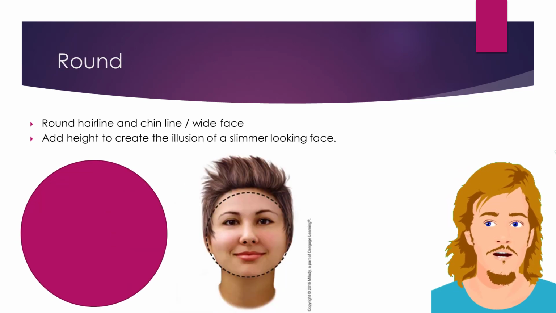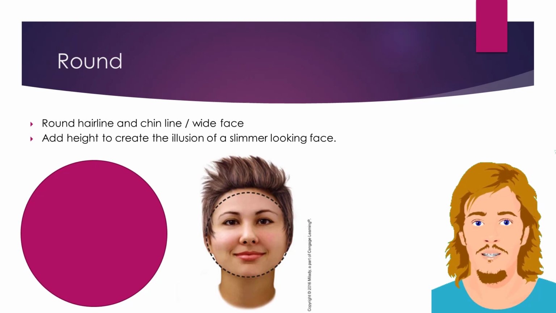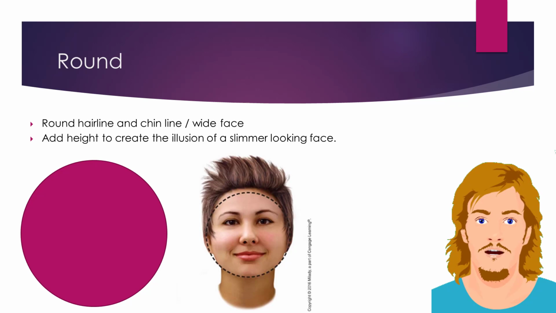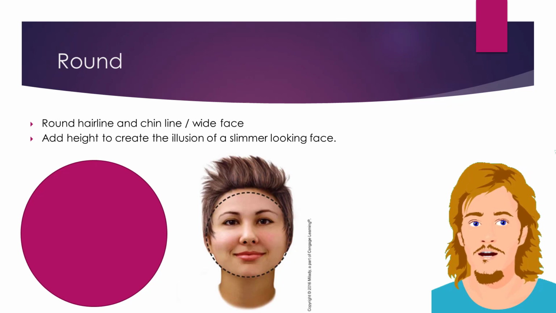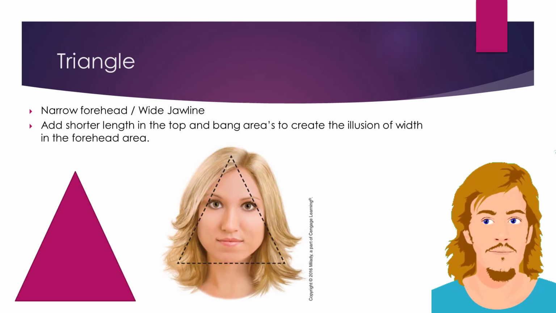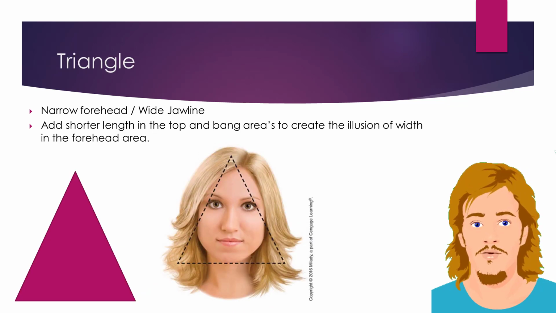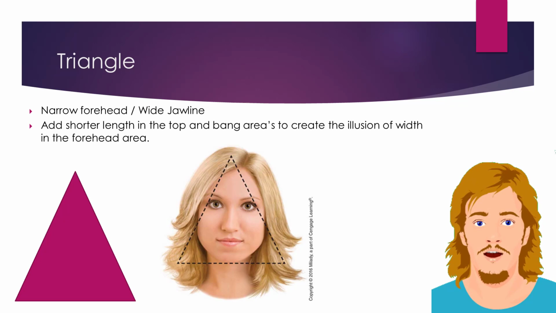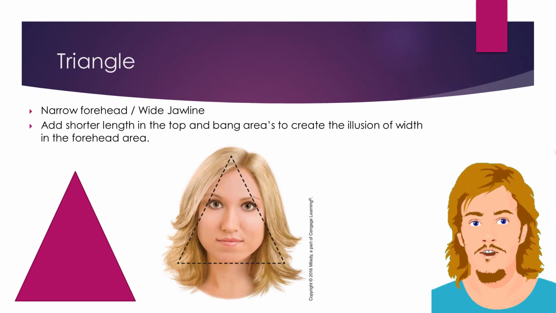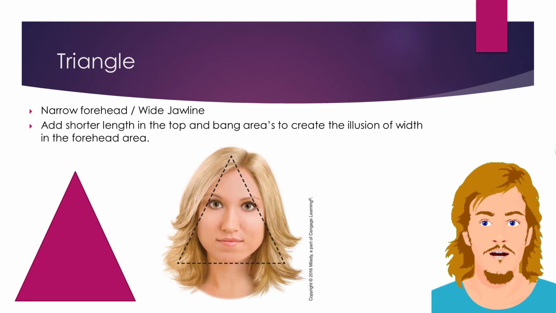The round face shape is characterized by a round hairline, a round chin line, and broad across the cheeks. In order to minimize these features, you should add height in the haircut, to create the illusion of a slimmer-looking face. The triangular face shape has a distinguishable narrow forehead and wide jawline. To make this face shape more flattering, you should add shorter lengths in the top and bang areas, to create the illusion of width in the forehead area.